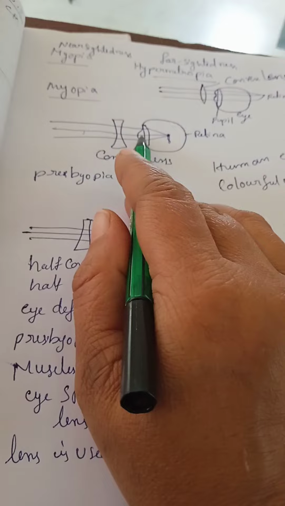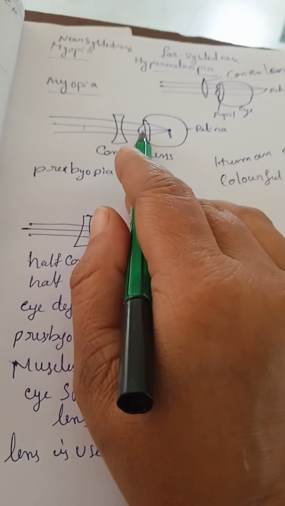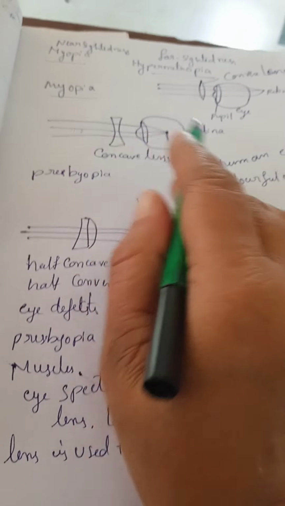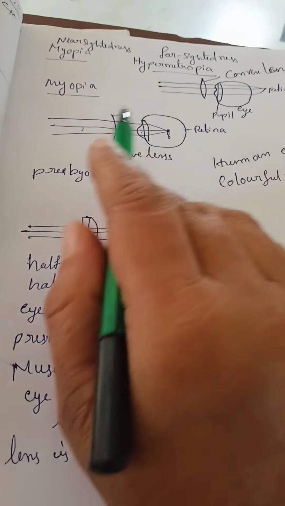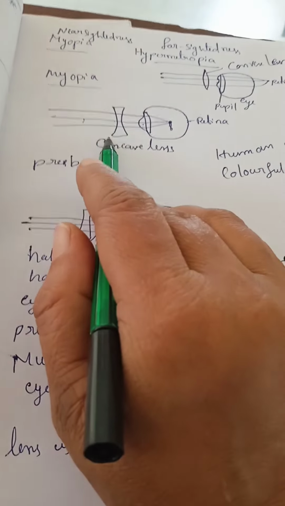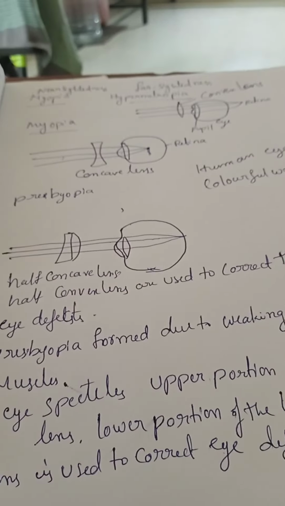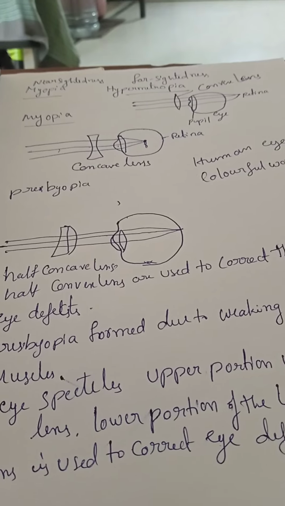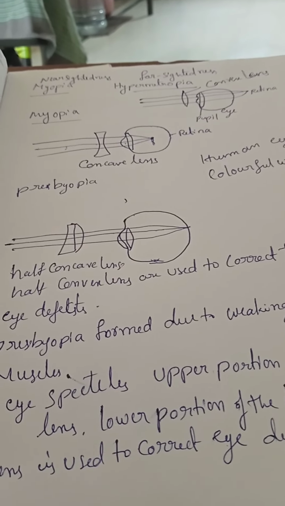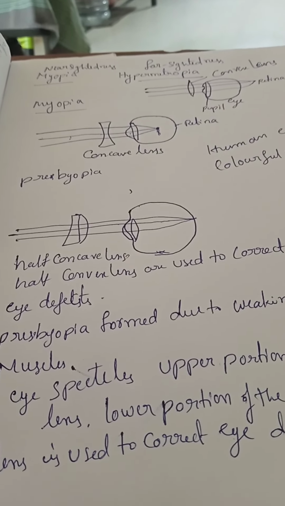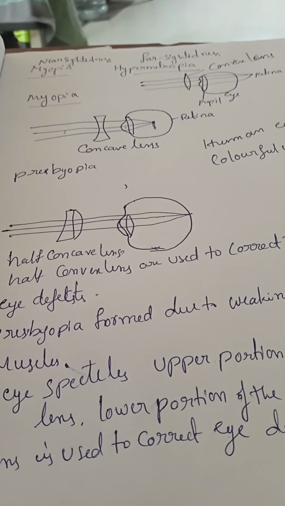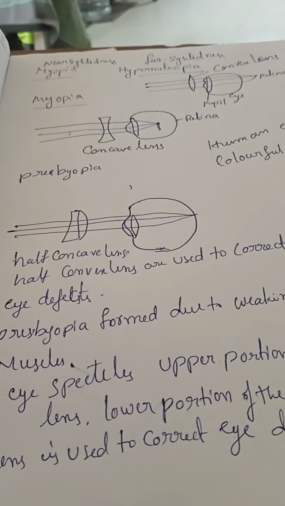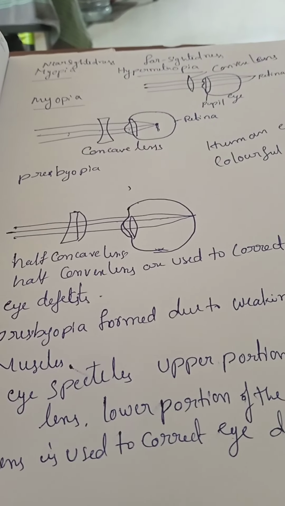The eyeball has a convex lens adjusted in it. This is the retina. This end part of the round circle is the retina. Myopia is a defect of vision. A person can see nearer objects, but he can't see distant objects. He could not see distant objects.